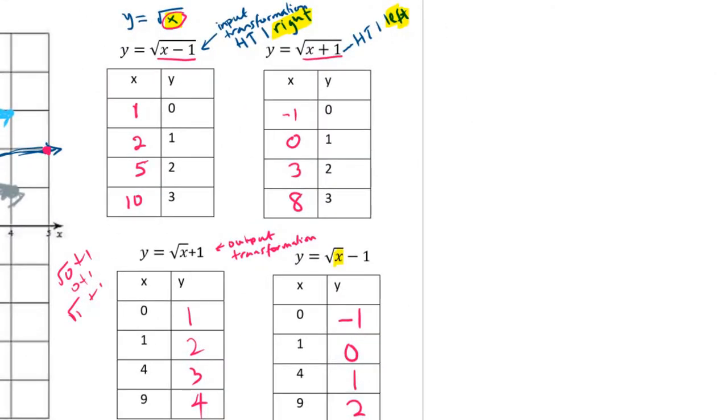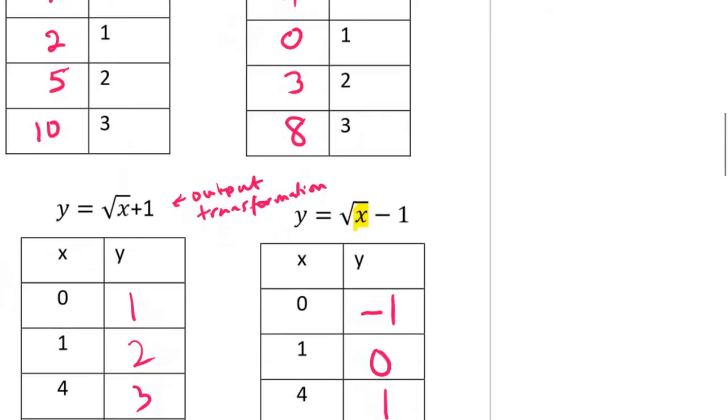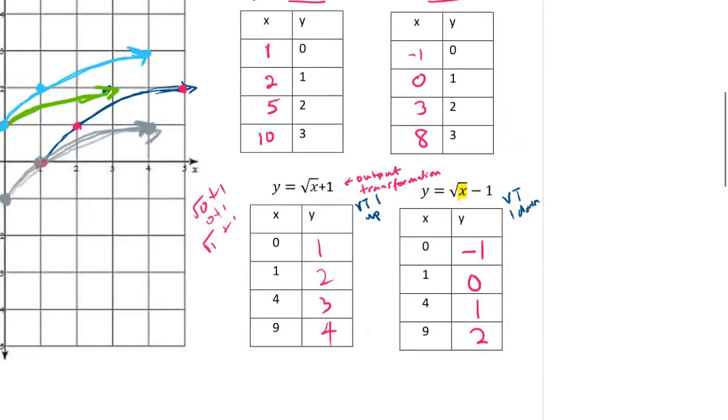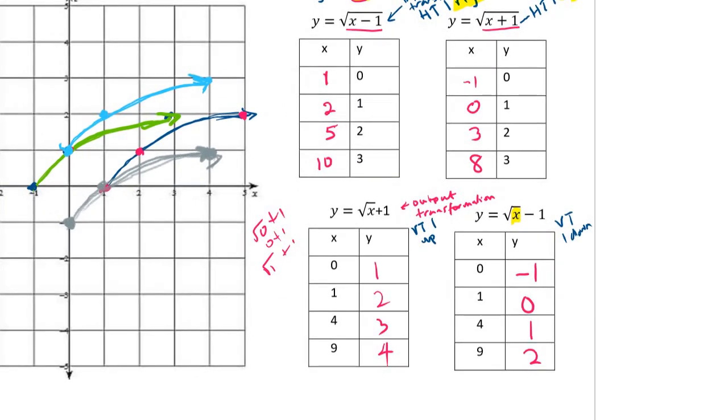Remember, HT means horizontal translation. This one is vertical translation. Vertical translation 1 up. This one is vertical translation 1 down. This is 1 down, okay? The other one is 1 up. So now we got the information we need for today.